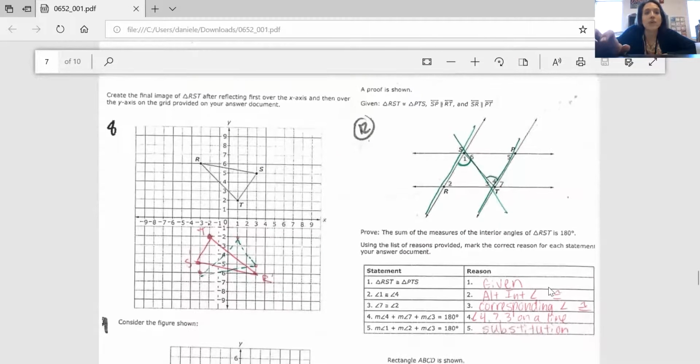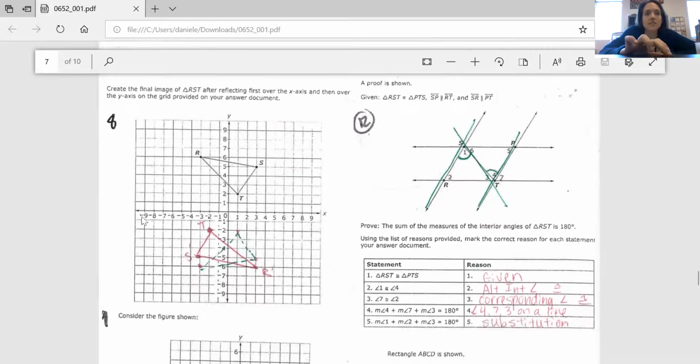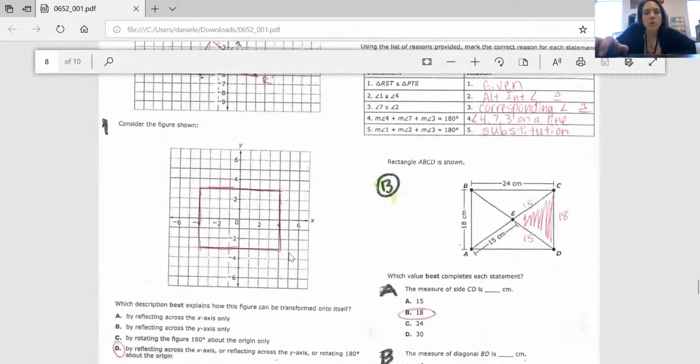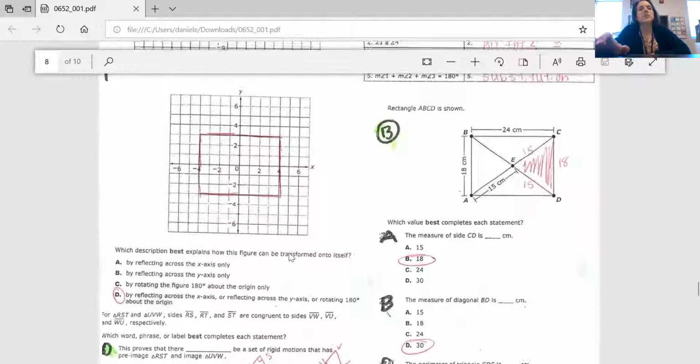Number 8, reflecting over the x-axis is like you folding the paper right here. That's what I did in green. And then reflecting over the y is like you folding on this line, and that's how you end up with the red.